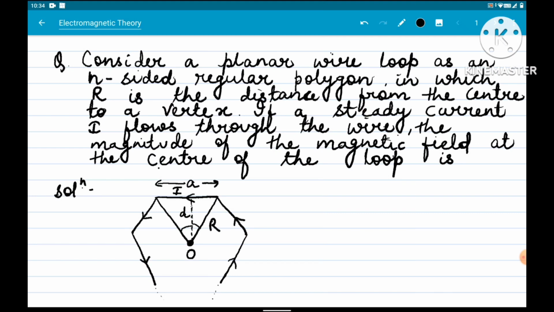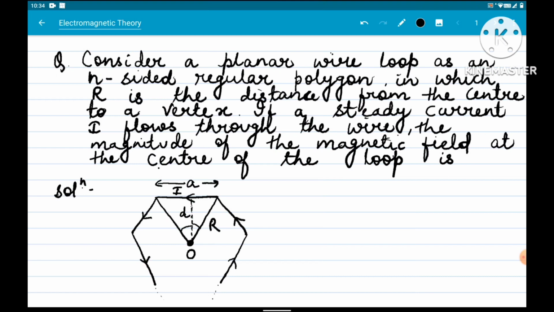So the question is: consider a planar wire loop as an n-sided regular polygon in which r is the distance from the center to a vertex. If a steady current I flows through the wire, the magnitude of the magnetic field at the center of the loop is? So we have to find out the magnetic field at the center of a loop.